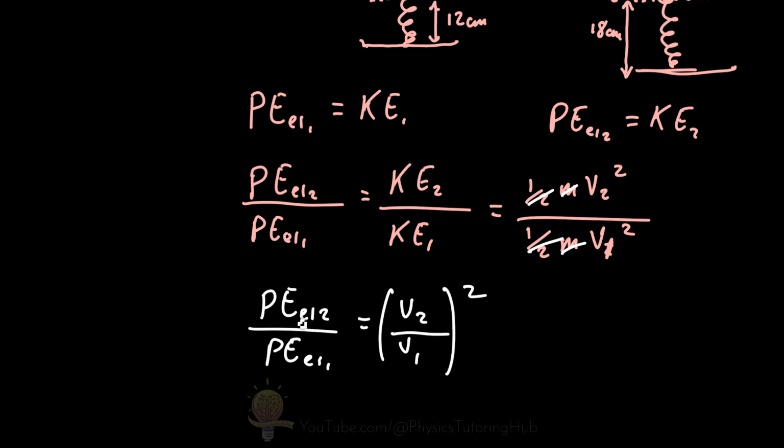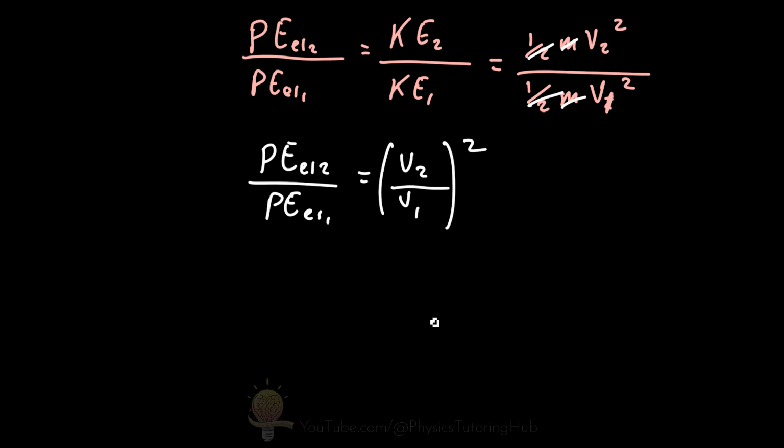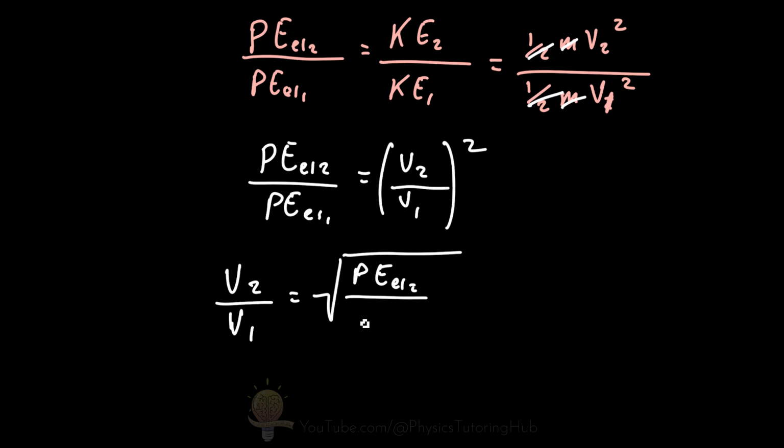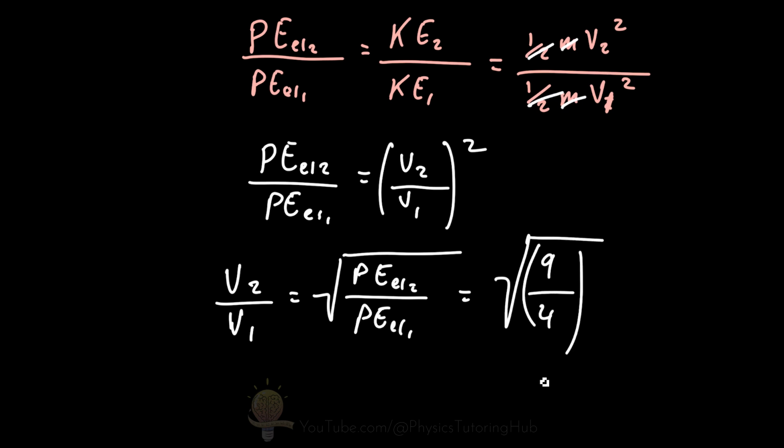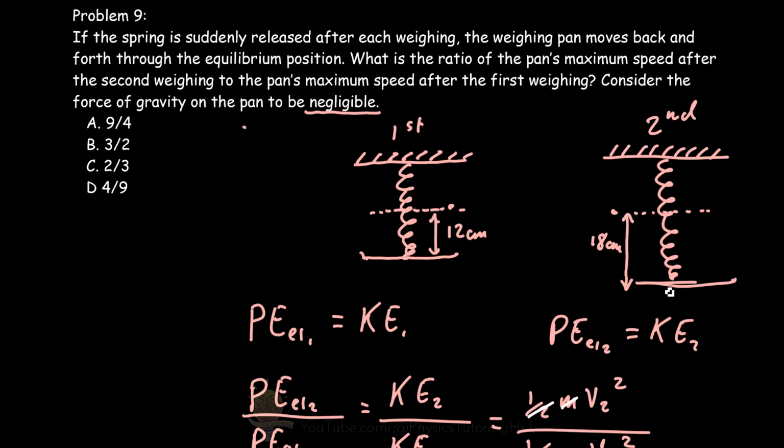So if we square root both sides, to isolate the velocity ratio, we get velocity 2 over velocity 1 is equal to the square root of the potential energy ratio, which equals the square root of 9/4. The square root of 9 is 3, and the square root of 4 is 2. So the ratio of the velocities is 3/2. So our correct answer is B.